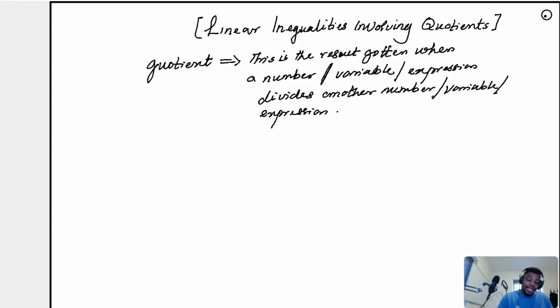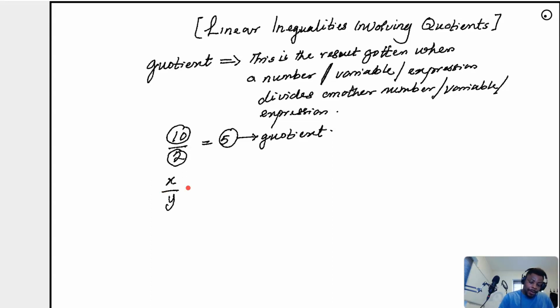So all I'm trying to say here is that if I say 10 divided by 2, 10 is a number, 2 is a number. If I divide 10 by 2, I'm going to get 5. This 5 is known as the quotient. Okay? If I pick a variable x and I divide it by another variable y, and let's say the result I'm getting is 3, this also is a quotient.